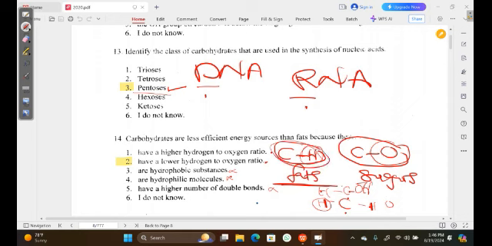So that makes option 2 correct, which is saying they have a lower hydrogen to oxygen ratio. Meaning that the hydrogen is lesser and the oxygen is actually more in sugars. That's why they can't store energy efficiently. But when you look at fats, they're able to store efficiently because they have a high hydrogen to oxygen ratio. So that makes option 2 our correct answer.